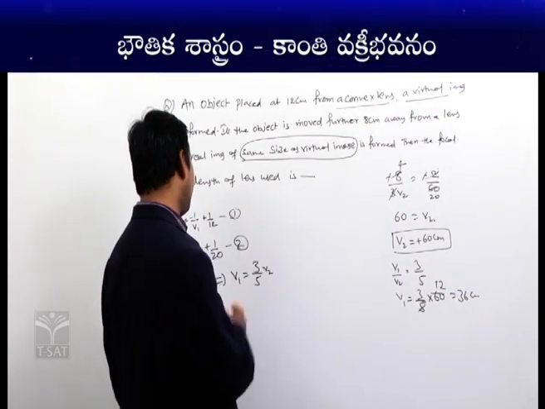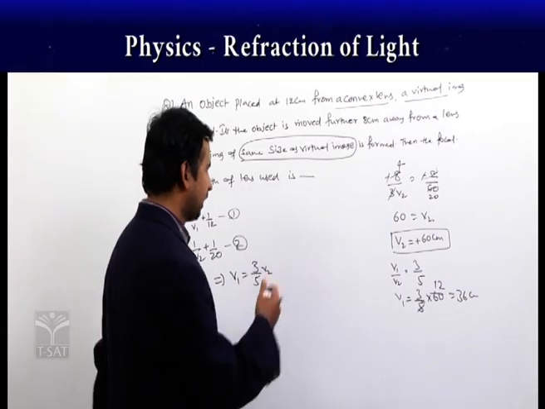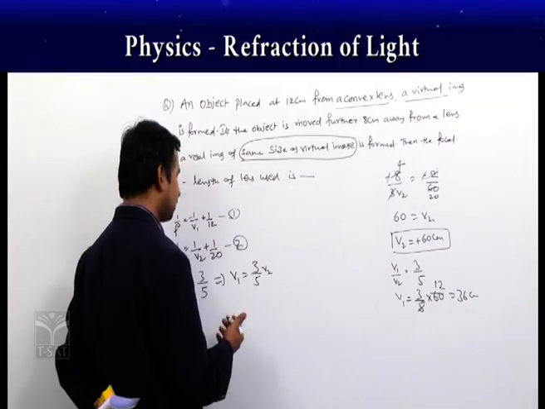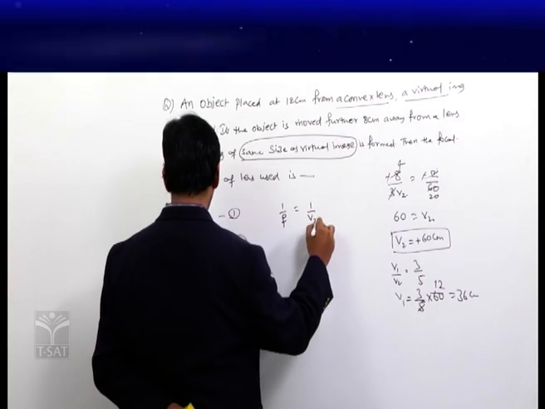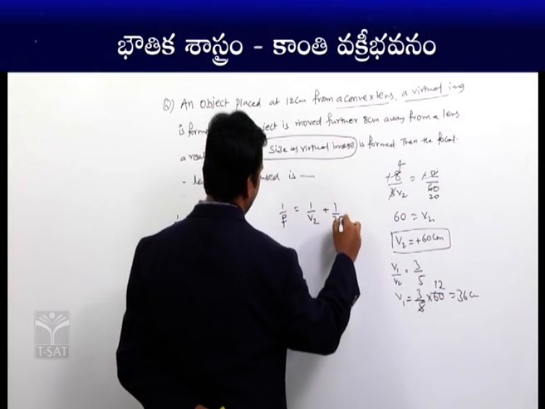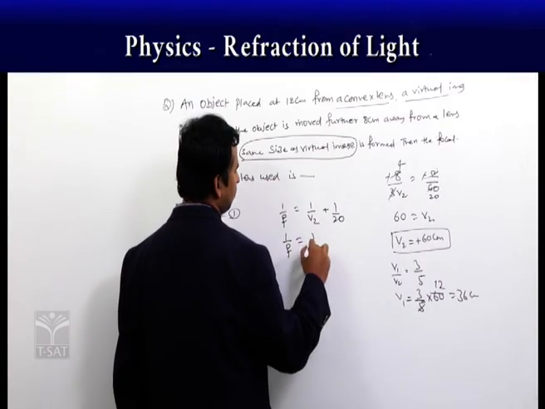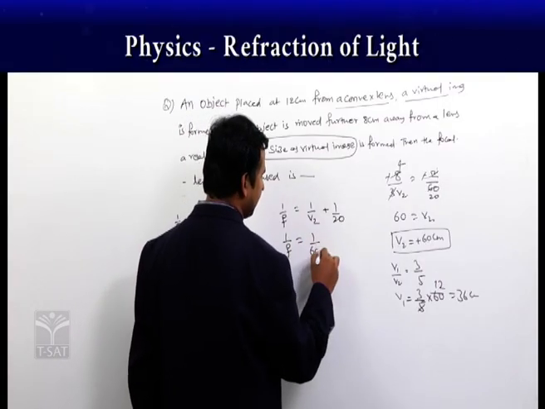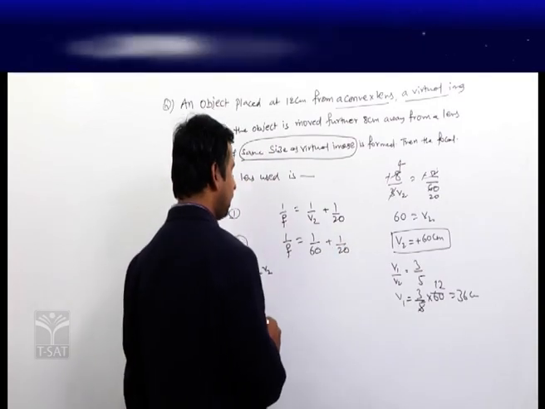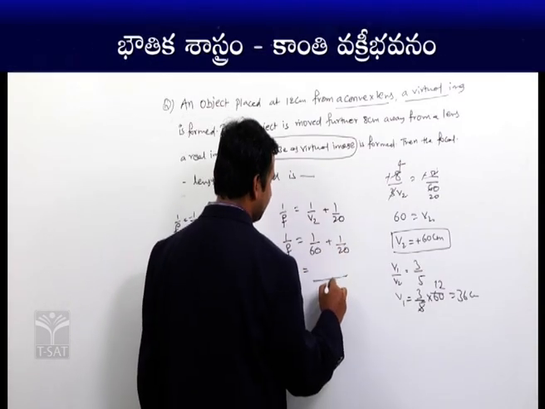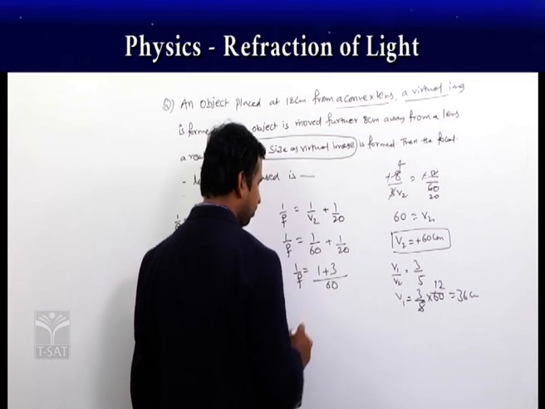Substitute the value of v1 or v2 in equation 1 or equation 2. For example, taking the second case, 1/f is equal to 1/v2 plus 1/20, after applying the sign convention. Then 1/f is equal to 1/v2, where we got 60, plus 1/20. Taking the LCM of 60 and 20, which is 60, we get 1 plus 3, that is, 1/f.